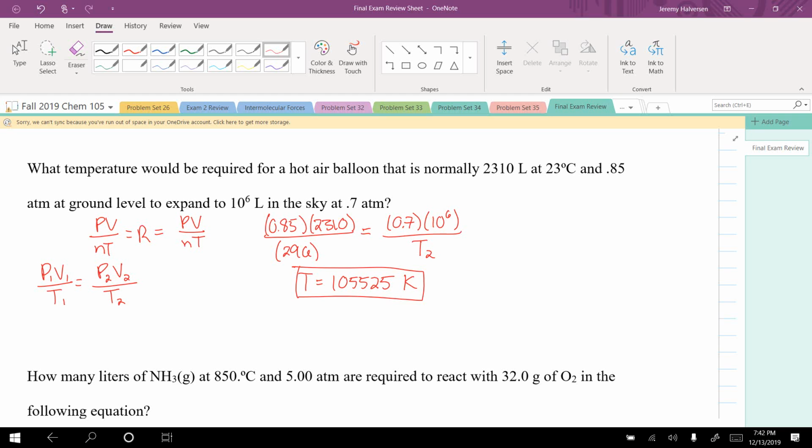And then I can get rid of moles. Why? I'm assuming that no moles are being added, which is a bad assumption because it's a hot air balloon, but whatever. And then I just plug everything in. Okay.